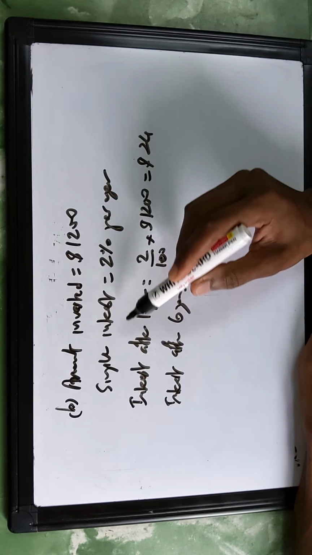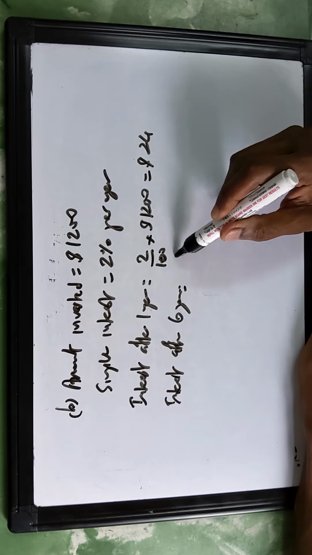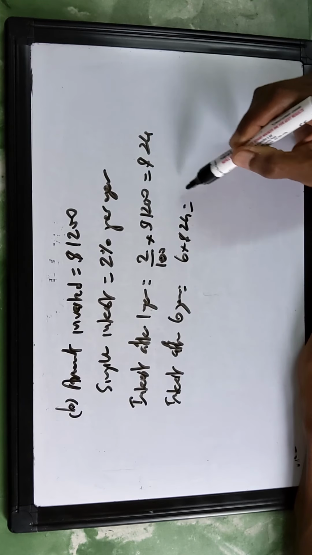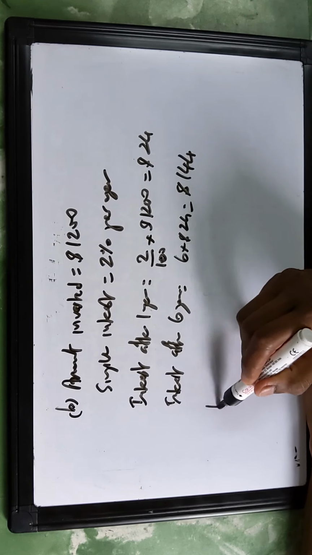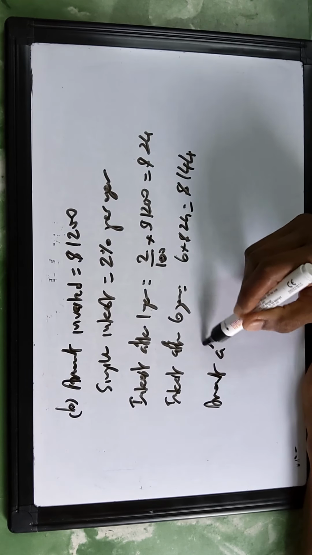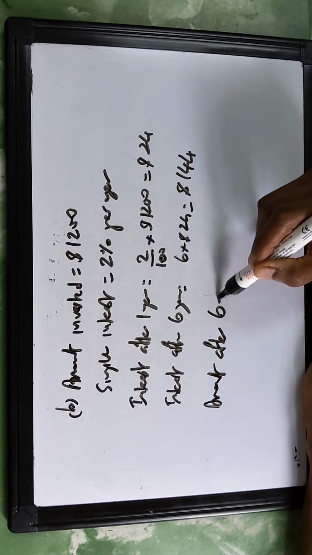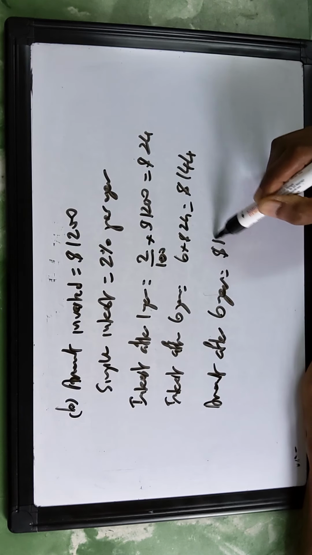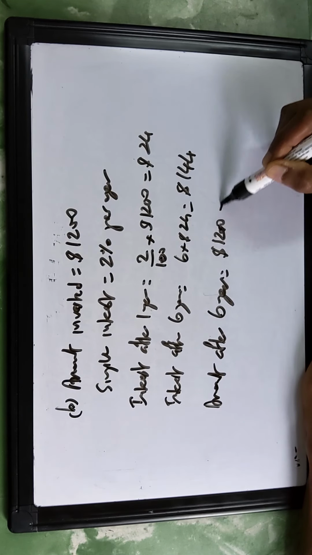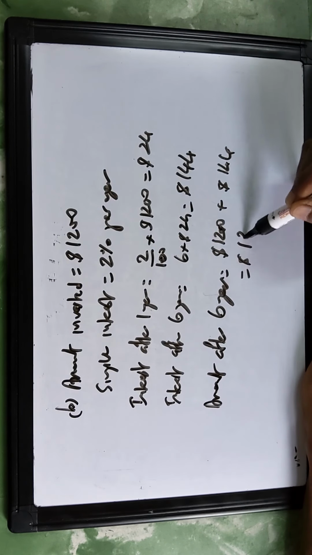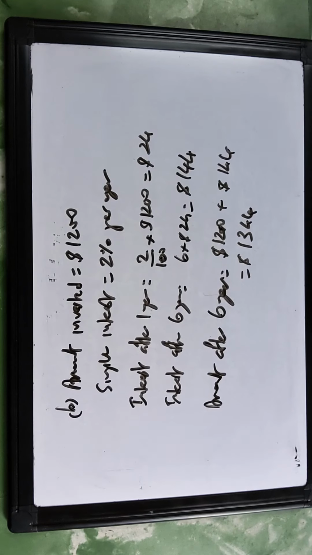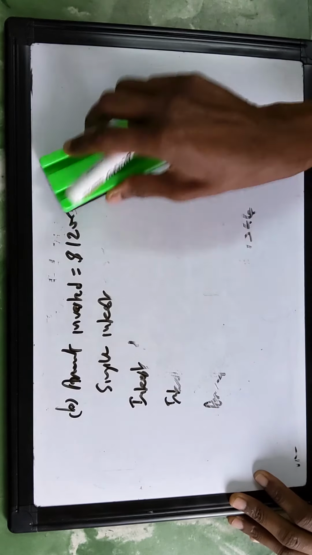The fact it is simple, so you just multiply by 6. 6 times 24, $144. So the amount after 6 years, the total amount will be the amount invested plus the interest, which gives $1,344 after 6 years, total amount in the account. Now we can use a second method.